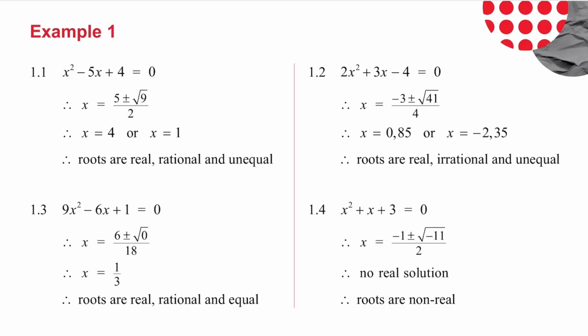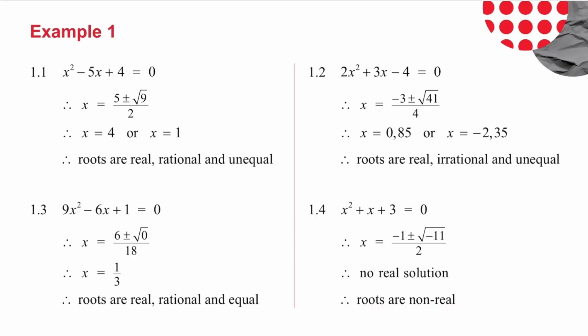In 1.3, when I use the quadratic formula, you will notice that you get plus or minus root 0, which means if you take 6 plus 0 over 18 or 6 minus 0 over 18, you get exactly the same answer. So your roots are real, rational, and there were 2 answers because it was plus 0 or minus 0, but they both gave you exactly the same thing. In other words, the roots were equal. In 1.4, when I use the quadratic formula, you notice you get the square root of -11, which means there's no real solution, which means my roots are non-real.